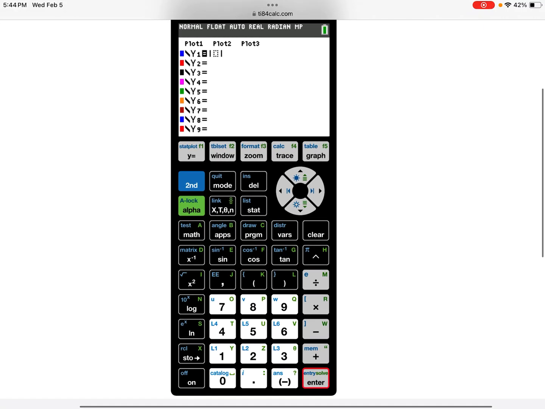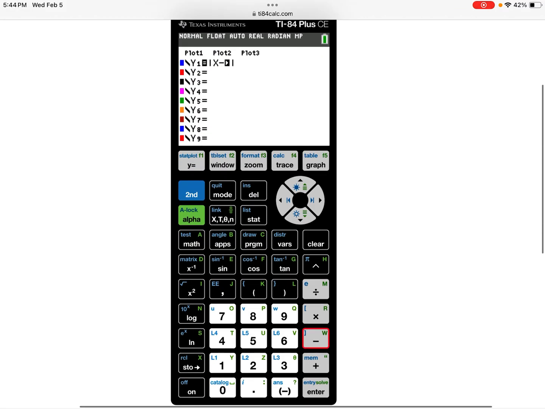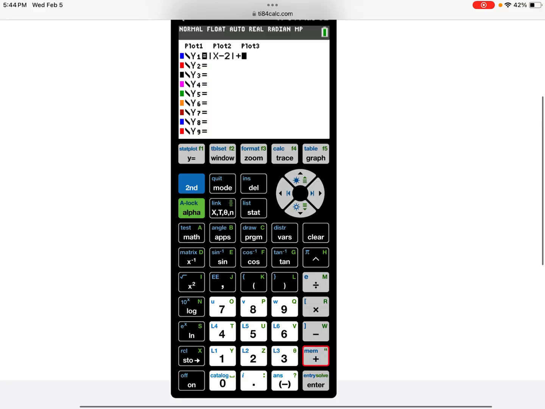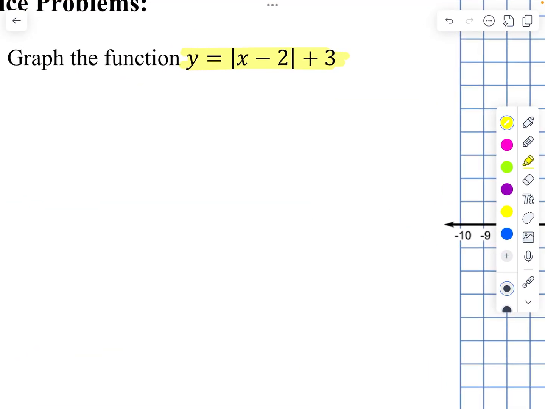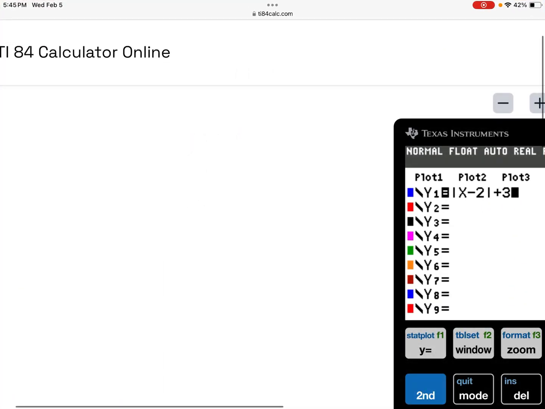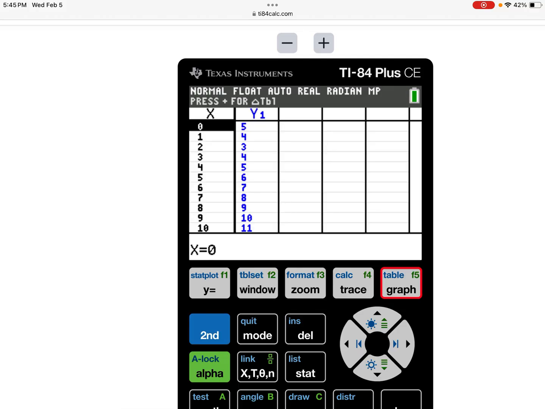Now I believe on the inside we had x minus 2, and a plus 3 on the outside. Let me just double check that that's right. Yes, okay. So after we put it in, we're going to click graph, make sure it's correct. That should give us a V. It does. We're going to click second graph, and we're going to look at our numbers.